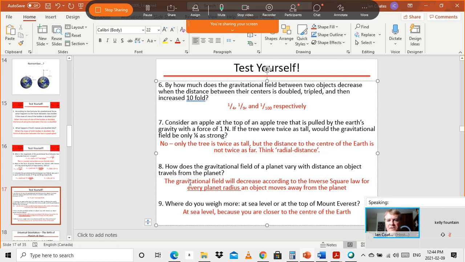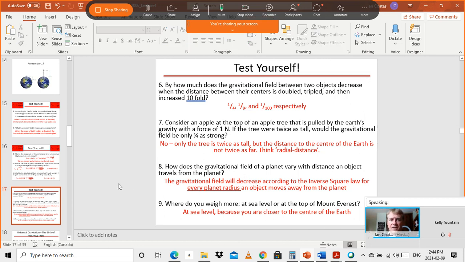The gravitational field will decrease according to the inverse square law for every planet radius an object moves away from the planet. So every planet radius, now the inverse square law can take effect. And these answers here are pretty in-depth. You know, I'm just looking for some type of comprehension here. So how does the gravitational field of a planet vary as an object is going? Every radial distance, the gravitational field is cut in half.